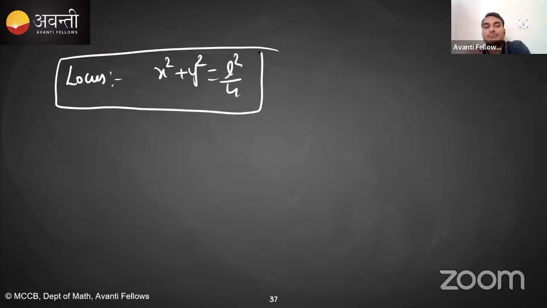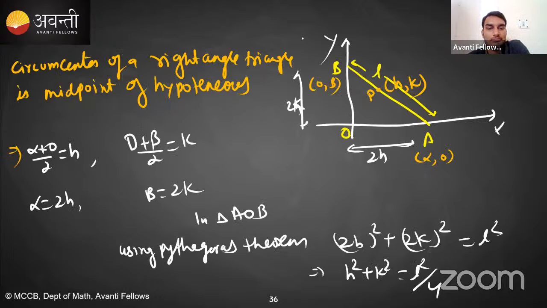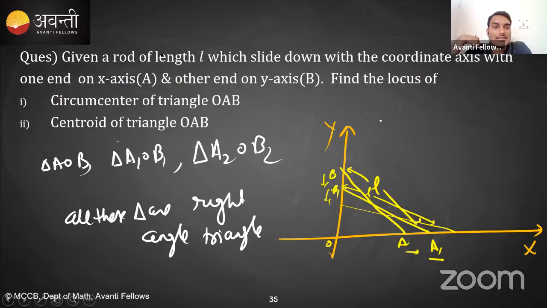Any doubt, students? Any doubt in this question? Let me know quickly in the chat box. Is there any doubt in this question? So what did the question say? Circumcenter of triangle OAB. They deliberately put in the term circumcenter, because in a right angle triangle the circumcenter is always the midpoint of the hypotenuse.